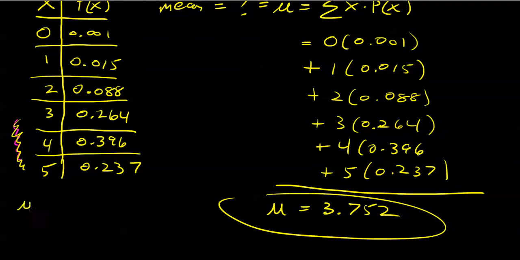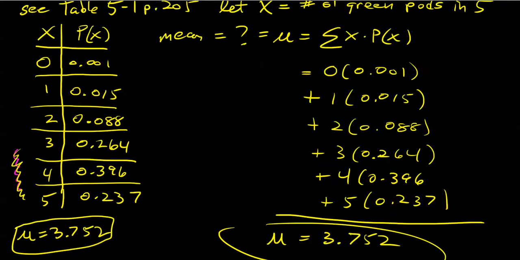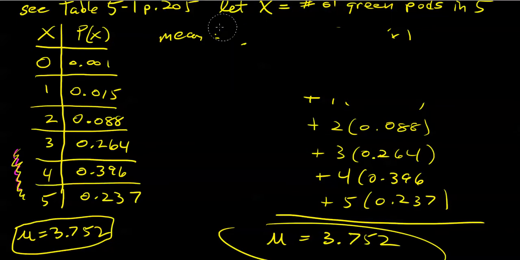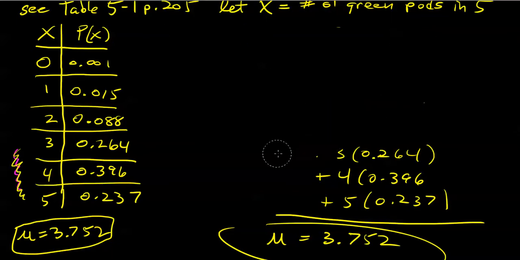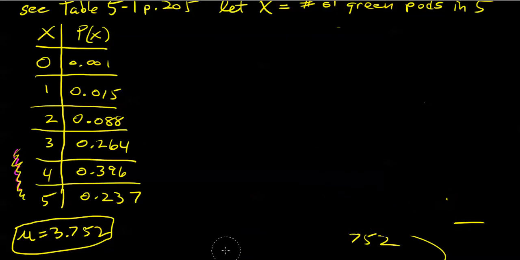Let me put this value aside because we're going to need it to compute the standard deviation next. Alright, let me erase. I'm going to leave that table there, so let me erase the mean calculation, because now I want to compute the standard deviation. I think we'll have enough room.